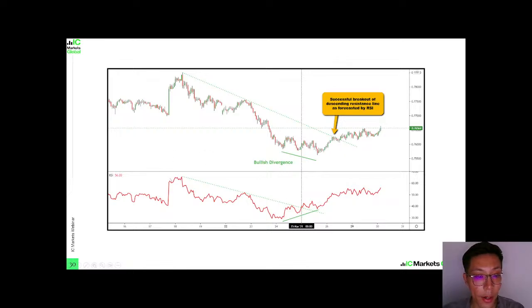So usually RSI will forecast earlier. Sometimes you can use it as an indicator followed by bullish divergence, and you can anticipate price breaking out of this descending resistance line.